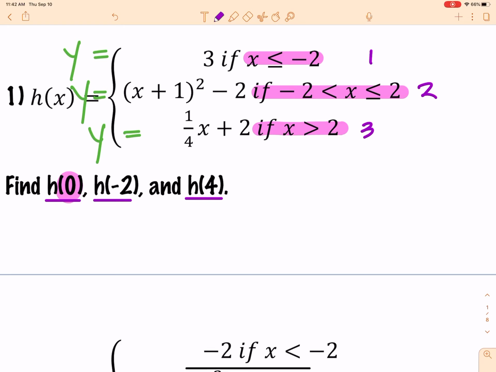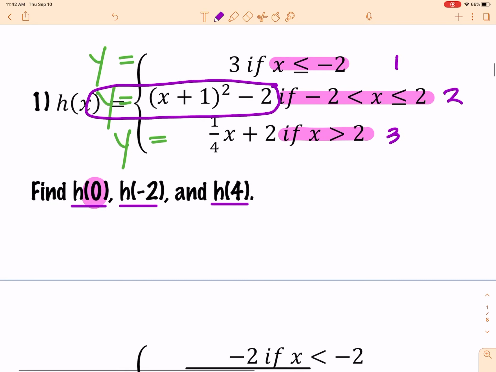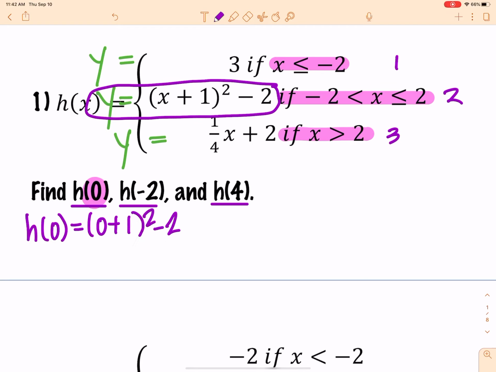So look at the first one. Is 0 less than or equal to -2? No, so it's not defined in that one. Then you go to the next one. Is 0 in between these two numbers? Yes. So it is housed in equation number 2. Now we plug in 0 into this equation. So h of 0, use our PEMDAS accordingly. So it's 1 squared minus 2. So my answer for h of 0 is -1.